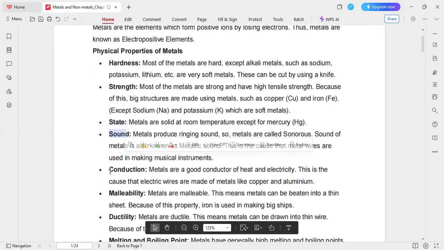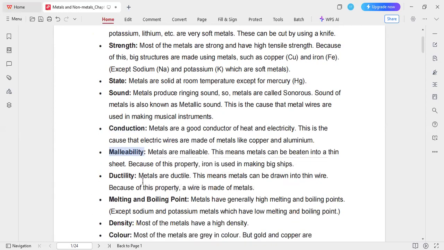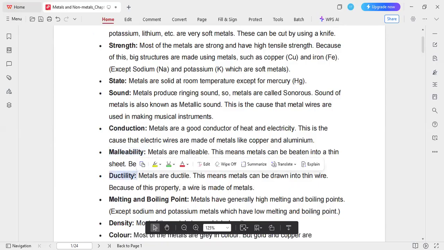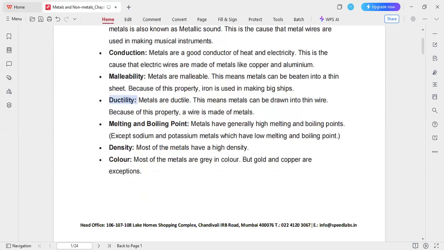They are good conductors of heat and electricity. They are malleable, that is, they can be beaten into thin sheets. They are ductile, means they can be drawn into thin wires. Generally, they have high melting and boiling points. Yes or no? They have high density. Most of the metals are gray in color, but gold and copper are exceptions.